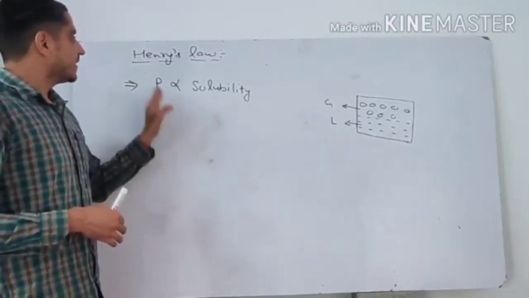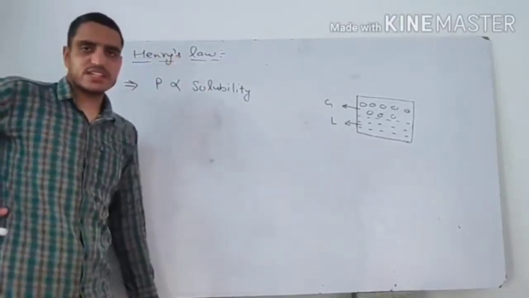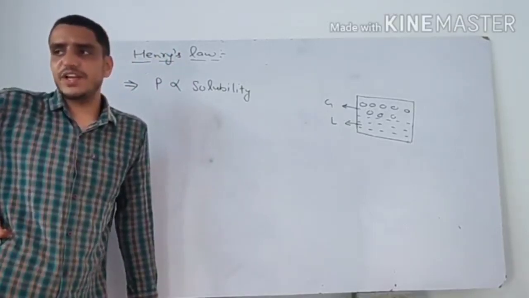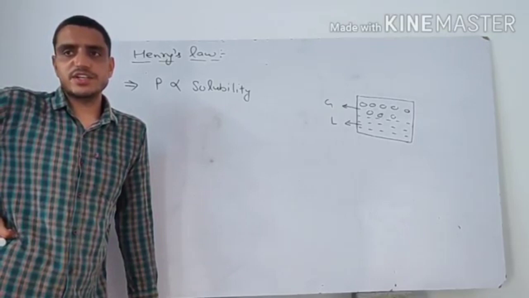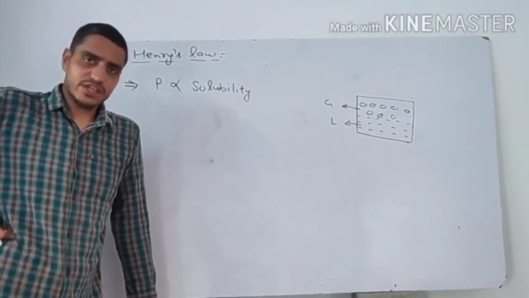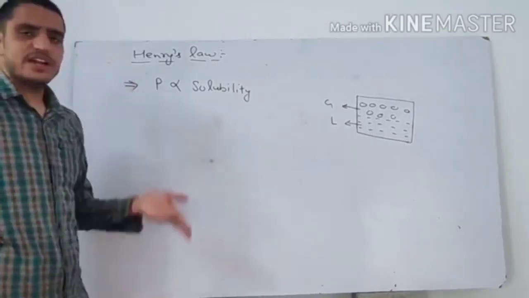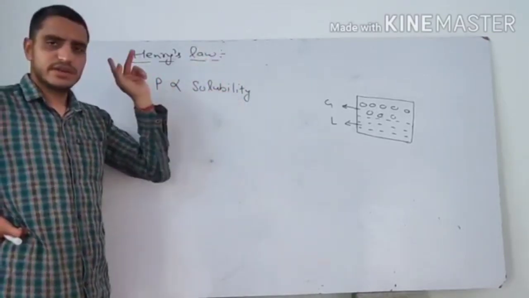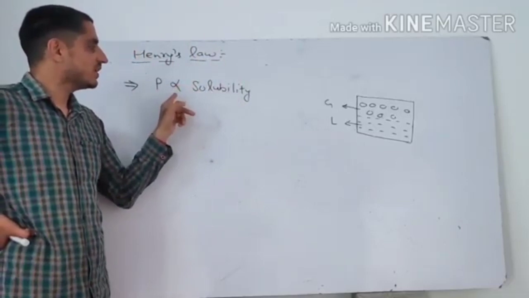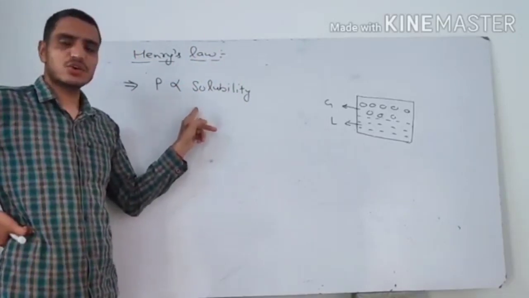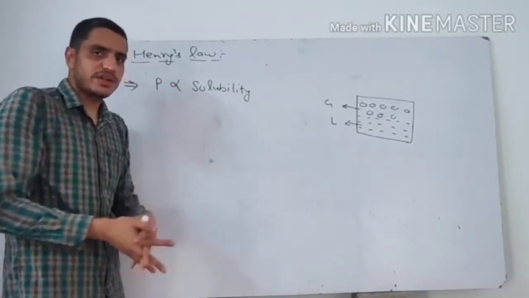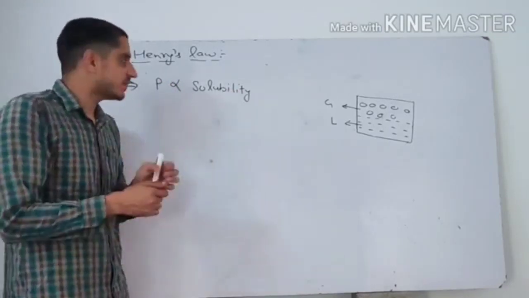Okay. So when Henry was working on this law, he used the concentration term mole fraction. He may have used molarity, normality, or weight by weight, but in his theories he used the mole fraction as the concentration term. Solubility means the amount of solute in solvent, so it is the concentration.